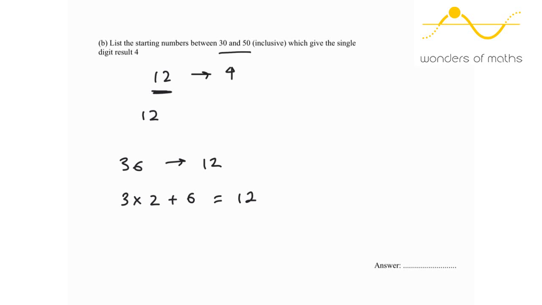We know that 12 gives us the single-digit answer 4. Excluding 36, can you think of any other numbers where if we apply the rule we get 12? Let's try 44. 4 times 2 plus 4 gives us 12. So 44 must be another starting number. At this point, you can continue using trial and error. However, there are no other starting numbers in the 30s or 40s besides 36 and 44 respectively, which give us 12 after applying the rule. So our answer would be 36 and 44.